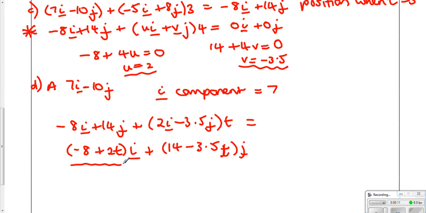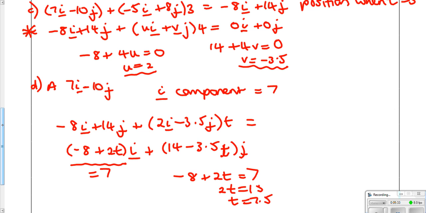Now this is the crucial part. We want that to be equal to 7 in order for it to be due south of this point. So we know that minus 8 plus 2t would have to be equal to 7. Add on the 8, 2t is 15. So t must be 7.5.